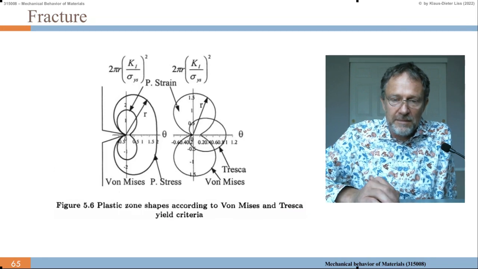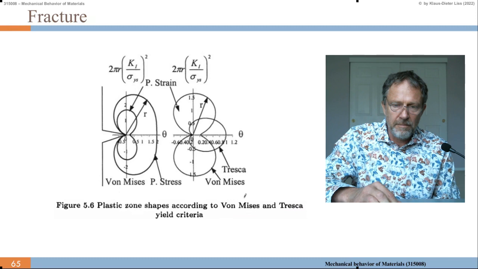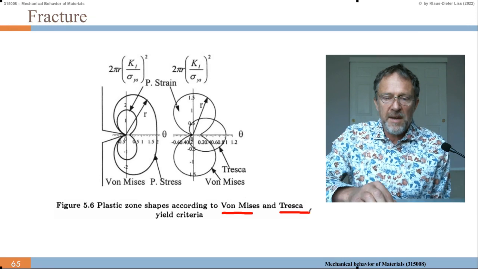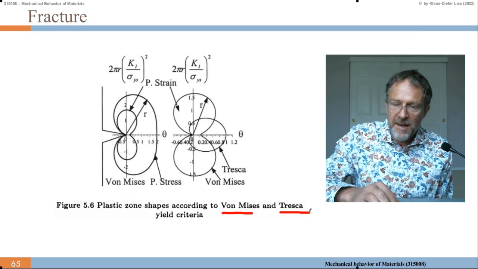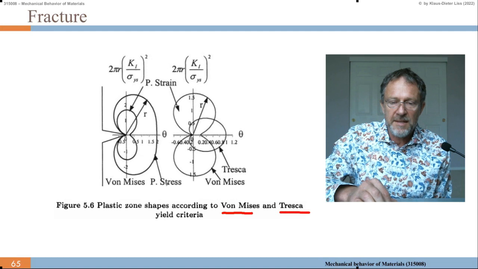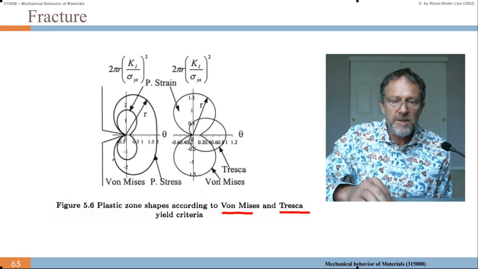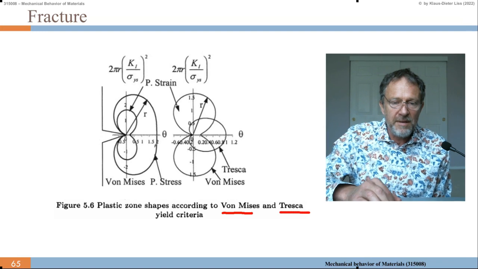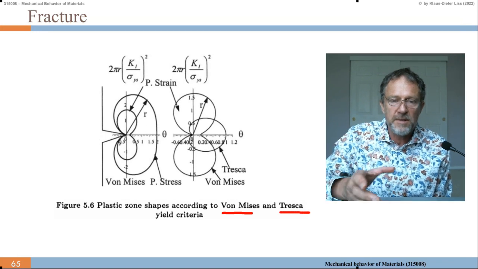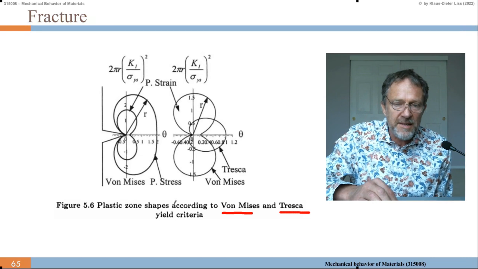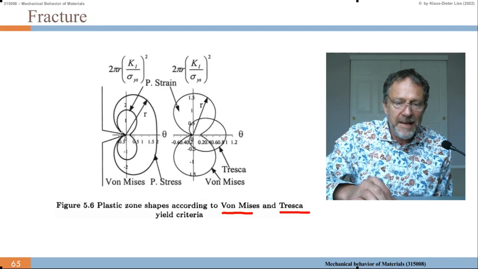This figure compares the von Mises and the Tresca yield criteria for the application to the plastic zone shapes. And we have here to the left the situation von Mises, which I've shown before. For both, we have the plane strain, which is inside this curve here, this dongle, and the plane stress, which is that curve a little larger than the plane strain.